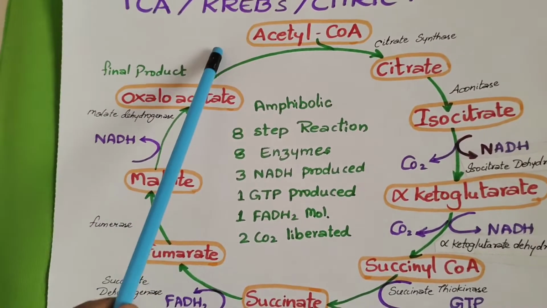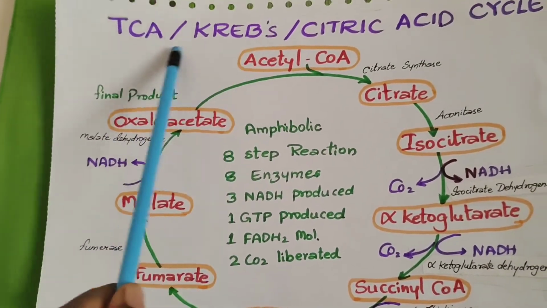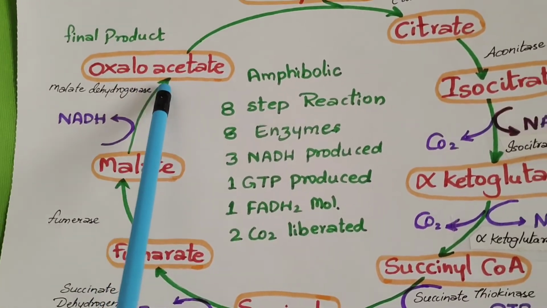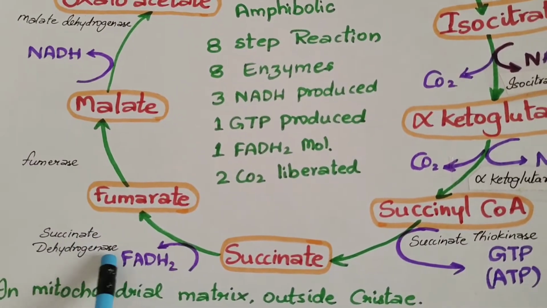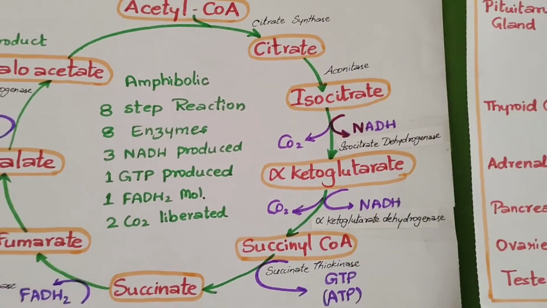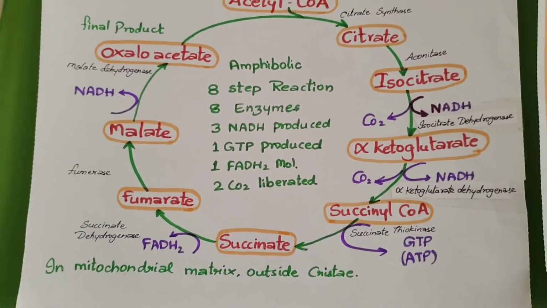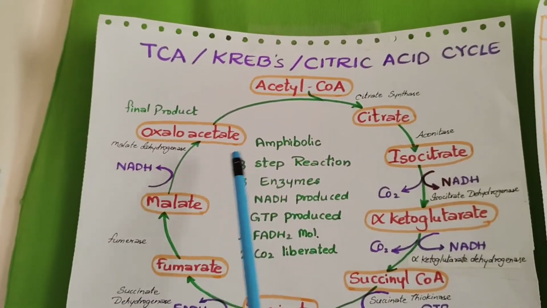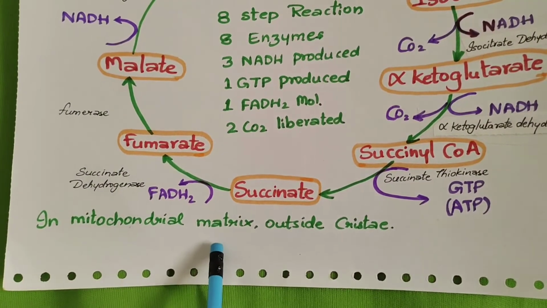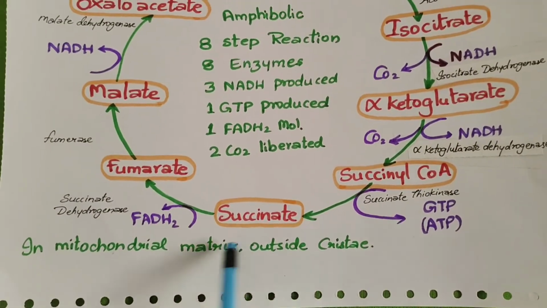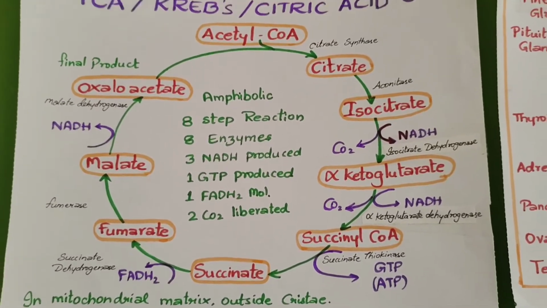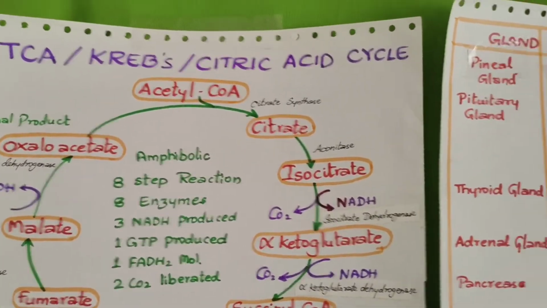One thing you have to remember, that oxaloacetate is the final product of the TCA cycle, and whichever word ends with ASE, you can see here fumarase, dehydrogenase, thiokinase, whichever word ends with ASE is an enzyme name. And also an important point, this TCA Krebs cycle or citric acid cycle occurs in the mitochondrial matrix outside the cristae. So this also can be an important question. So these are the important last minute revision points you have to do with the TCA Krebs cycle.